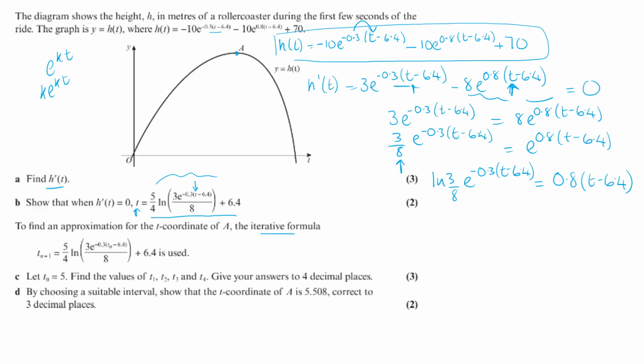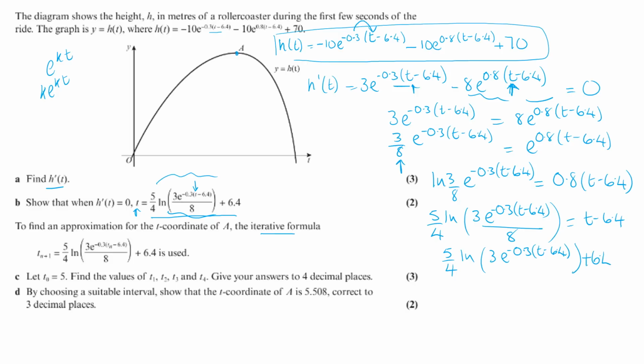And now 0.8 is 4/5, so if we just cross multiply, that's going to be 5/4, the ln of, we can say it's 3e to the minus 0.3 t minus 6.4 all over 8, just making it look more like what we've got here, and that is equal to t minus 6.4. And then all we need to do is take the minus 6.4 over, so it's 5/4 the ln of 3e to the minus 0.3 t minus 6.4 over 8, and then plus 6.4 is equal to t. So we have done it.